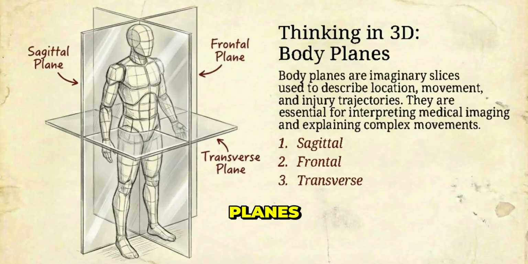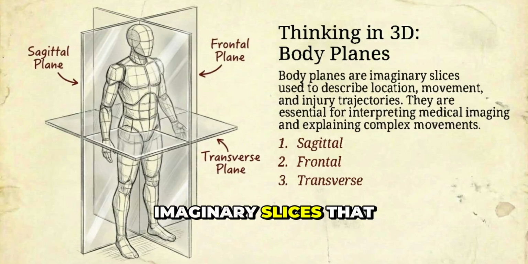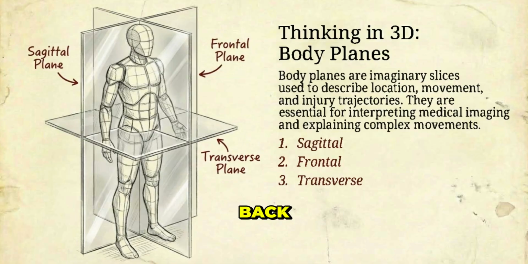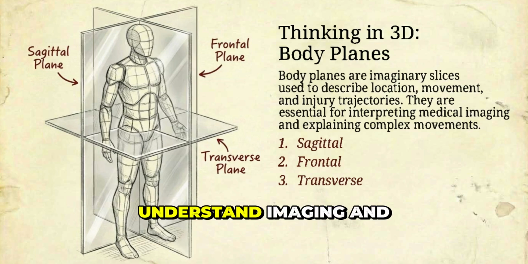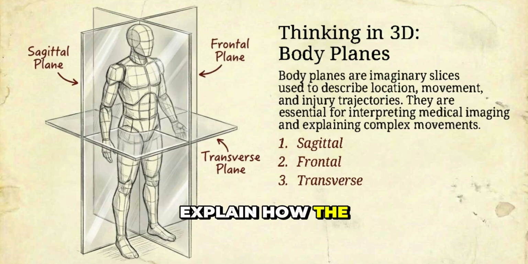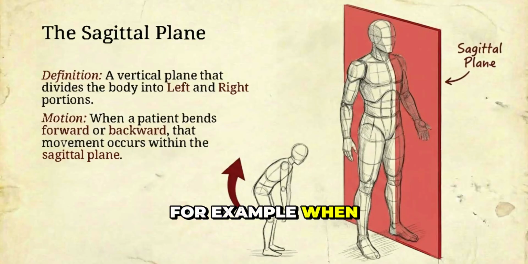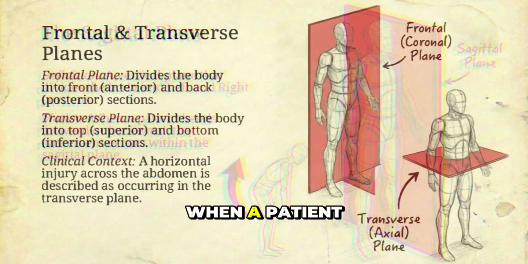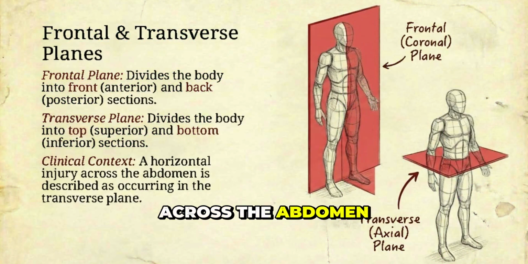Next are body planes. Body planes are imaginary slices that help us describe location, movement, and injury. The sagittal plane divides the body into left and right. The frontal plane divides the body into front and back. The transverse plane divides the body into top and bottom. These planes help us describe injuries, understand imaging, and explain how the body moves. For example, when a patient bends forward, that movement happens in the sagittal plane. When a patient is cut horizontally across the abdomen, that injury is described in the transverse plane.